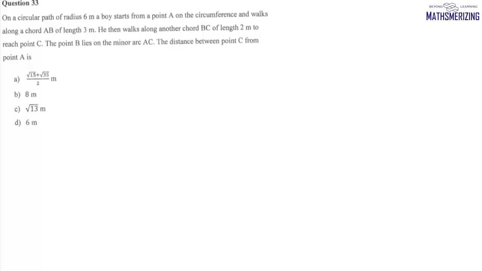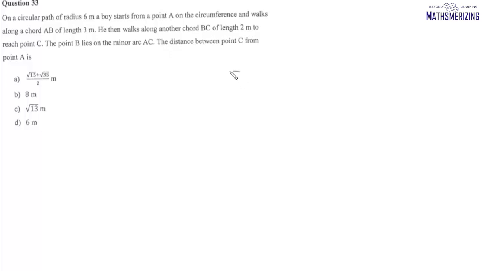Now question number 33 is, on a circular path of radius 6, a boy starts at a point A on the circumference and walks along the chord AB of length 3 meter. He then walks along another chord BC of length 2 meter to reach point C. The point B lies on the minor arc AC. We need to find the distance between point C and point A.